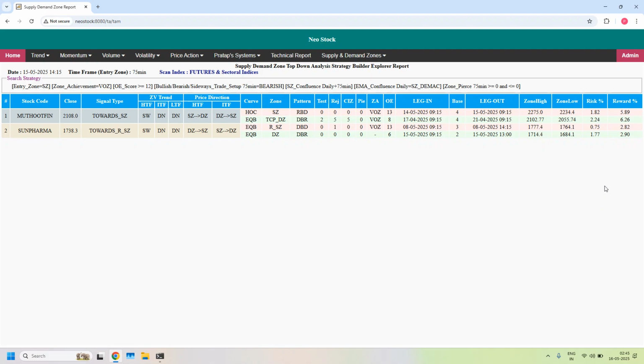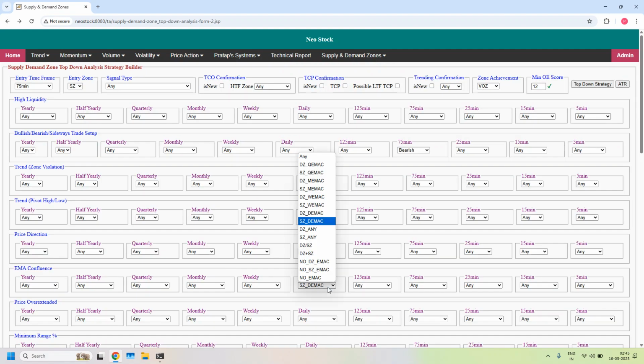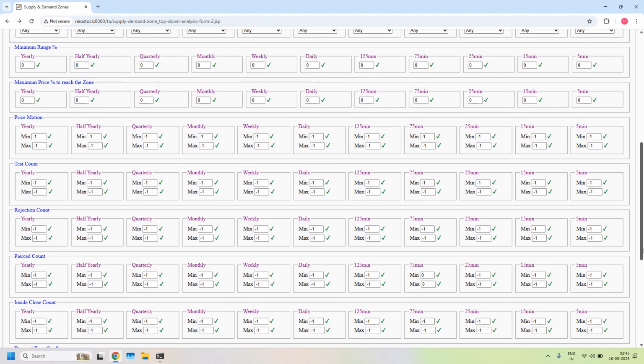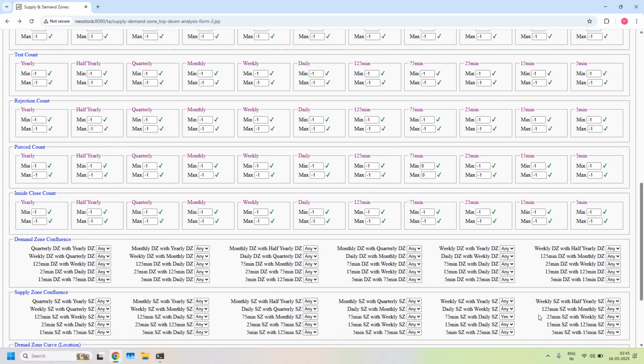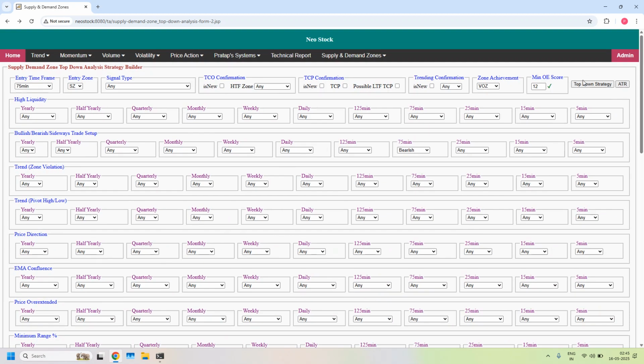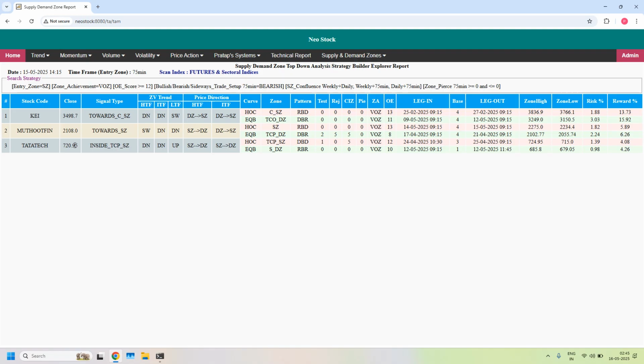Next we will look into LTF, ITF and HTF supply zone confluence supported stocks. Removed the ITF filter and EMA filter. Next, in the supply zone confluence, 3 filters we have to set. First one is already set. Next, 75 and weekly supply zone, and daily and weekly supply zone confluence. With all the 3 filters, we got 3 stocks. In these 3 stocks, the 75-minute supply zones overlapped with the daily, both together overlapped with the weekly supply zone, and the weekly trend is downtrend in 2 stocks.